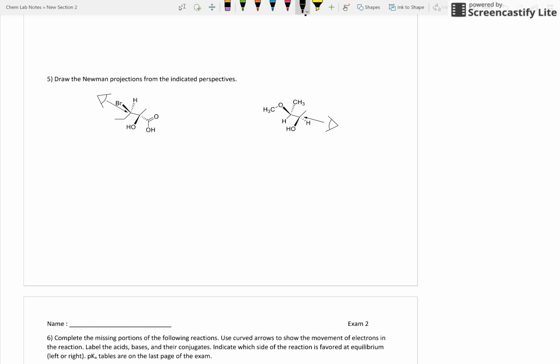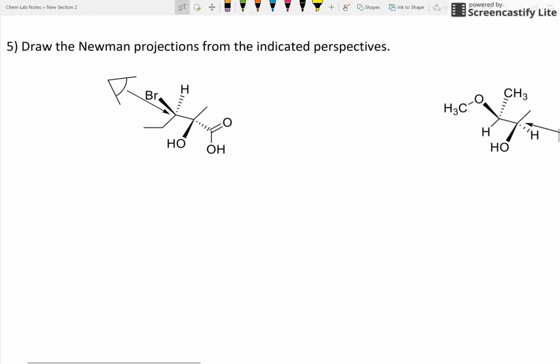So let's continue looking at the answer key here. I'm going to look at question number 5, where we're asked to draw some Newman projections for the indicated structures. So remember, with a Newman projection, you're basically just going to be looking down. Let me zoom in here a little bit. You're just going to be basically looking down the axis of two of the bonds.